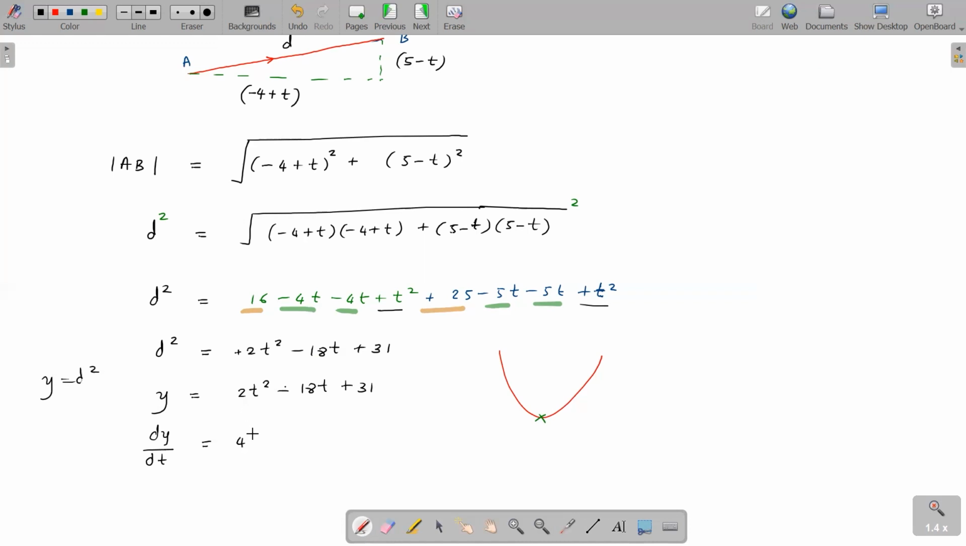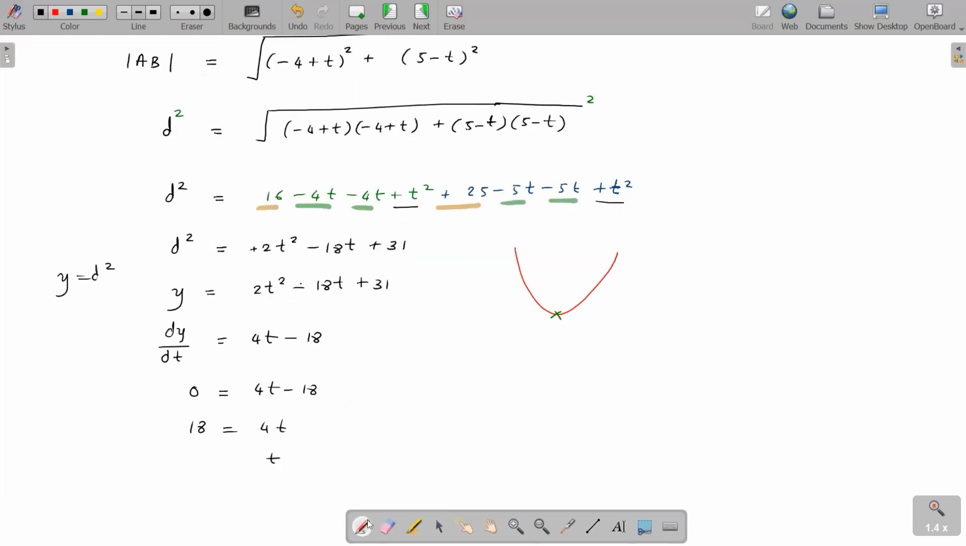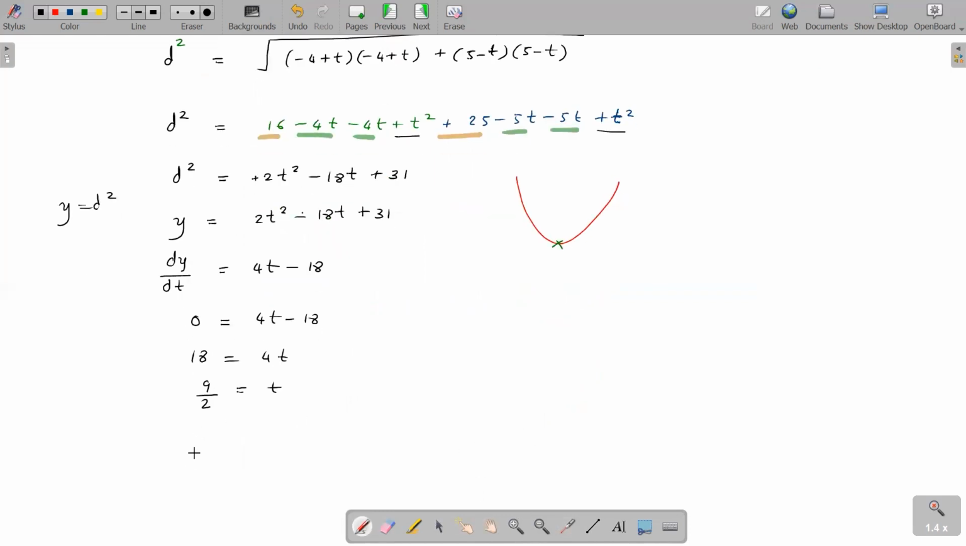So you get here 4t minus 18 is 0. So you make it equal to 0. At the turning point, 4t minus 18 equals 0 gives you 4t equals 18, which is t equals 18 divided by 4, which is 9/2. So at 4.5 seconds, you reach the minimum distance point. They're asking you to find the distance. So apply d square equals 2t square minus 18t plus 31. Replace the t value with 9/2.